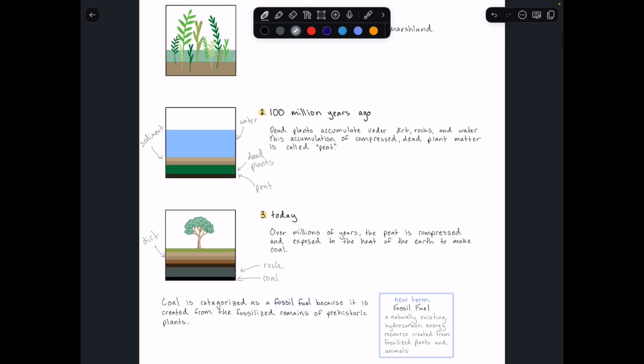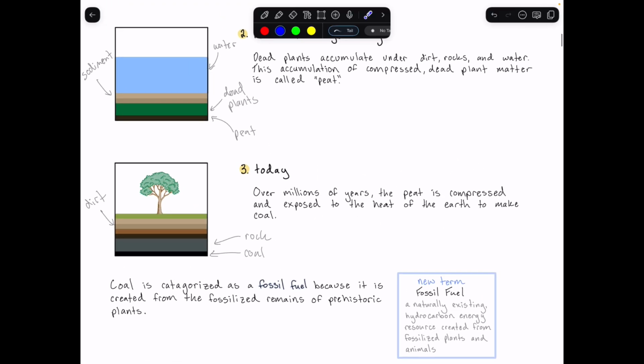And the first term that I wanted to go over is a fossil fuel. Because coal is made of ancient fossilized plant matter, it is called a fossil fuel. And the definition of a fossil fuel is a naturally existing hydrocarbon. So a hydrocarbon is just a resource that is made up of mostly hydrogen and carbon. So a fossil fuel is a hydrocarbon energy resource created from fossilized plants and animals, which is exactly how I've described it here.